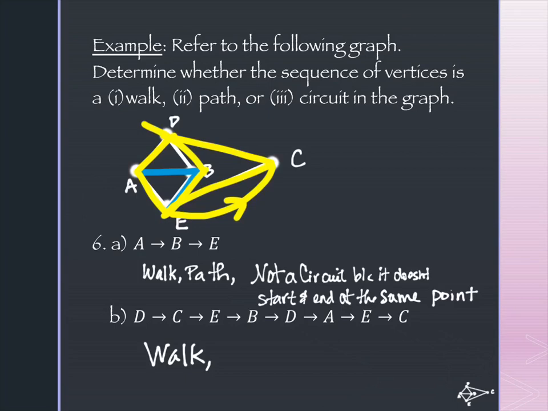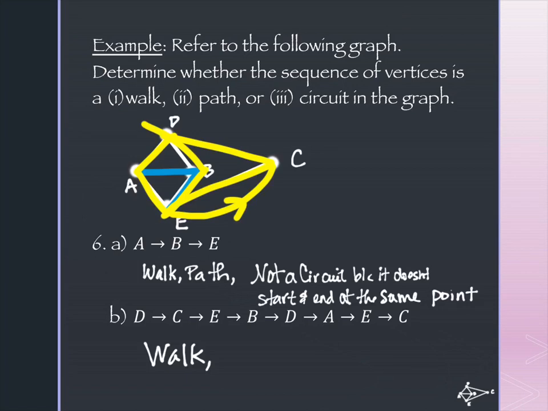Is it a circuit? Why is it not a circuit? I mean, it started and ended at the same point. Well, it started D, but it ended C. Oh, we ended at a different point. That's actually a good reason. There's another reason that it fails. Does anybody know? It never crosses.